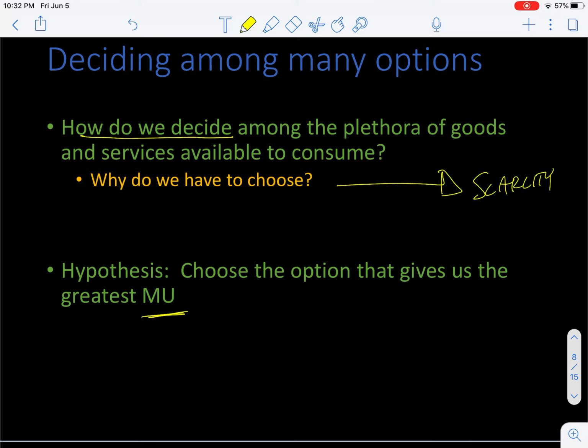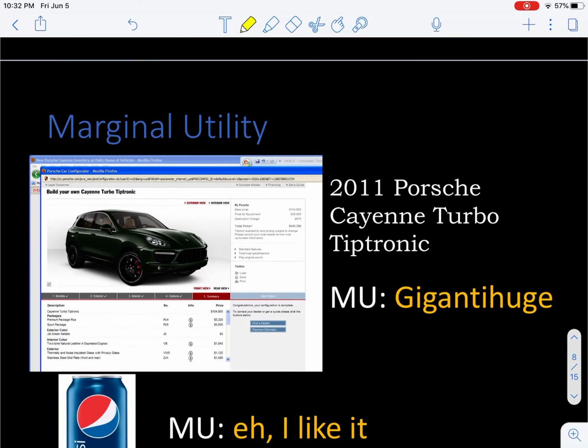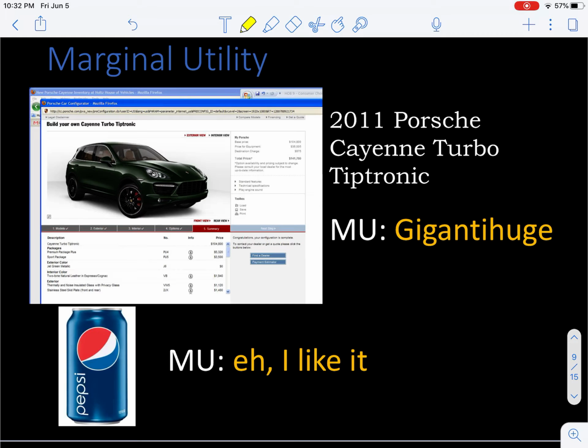So we look at all of our options. We say, all right, right at this point in time, where I am now, which option gives me the greatest marginal utility? And then I consume that, and that'll maximize my utility. Well, let's test this out. I'm going to show you a couple of goods here.